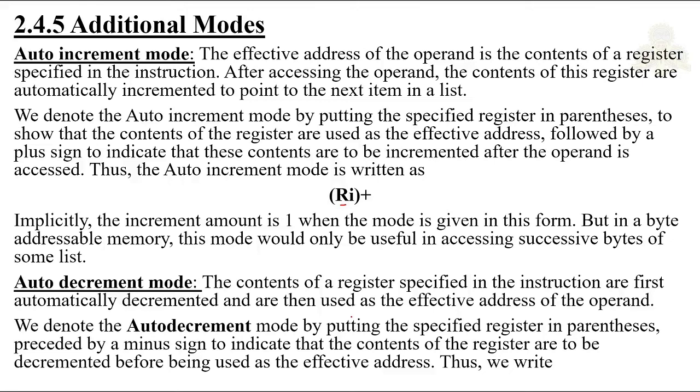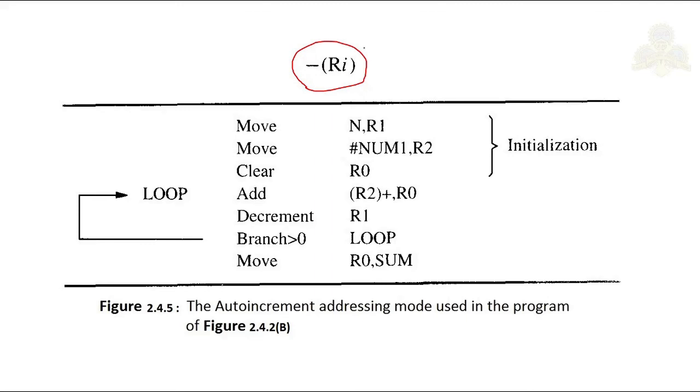Next we have auto decrement mode. In auto decrement mode, the reverse of the auto increment mode is done. What does that mean? Here the contents of the register specified in the instruction are first automatically decremented and then used as the effective address of the operand. So how do we write that? We write something like this: first minus, then into the bracket we have some register.